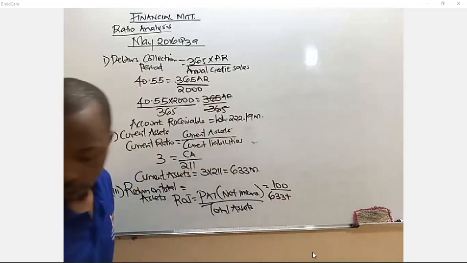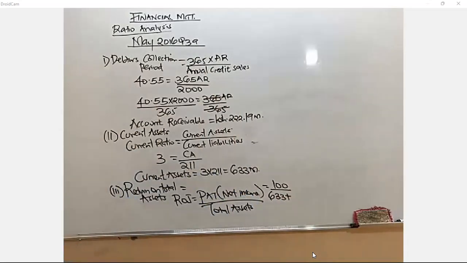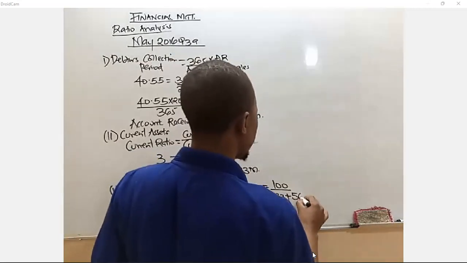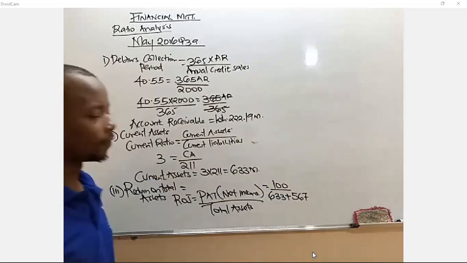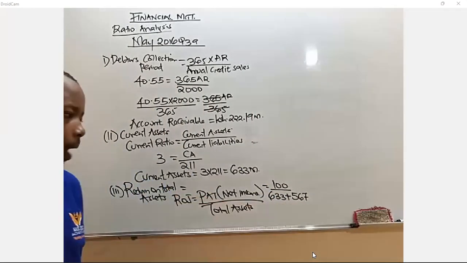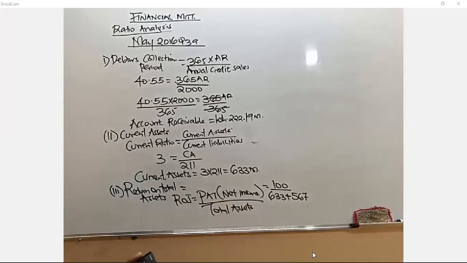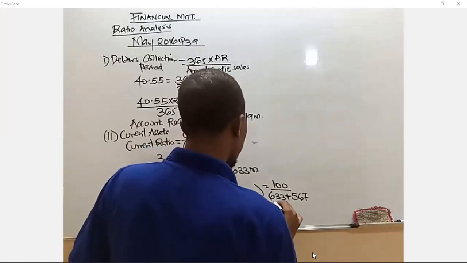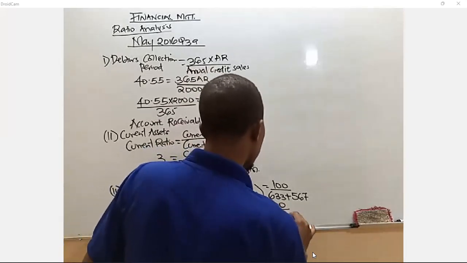We should add what? Do we have any other assets existing in the question? I will say yes, because you are already given the fixed assets of 567. Then in this case, I'm in a position to get the total assets. So 633 plus 567, that is 1200. So it will be 100 divided by 1200.